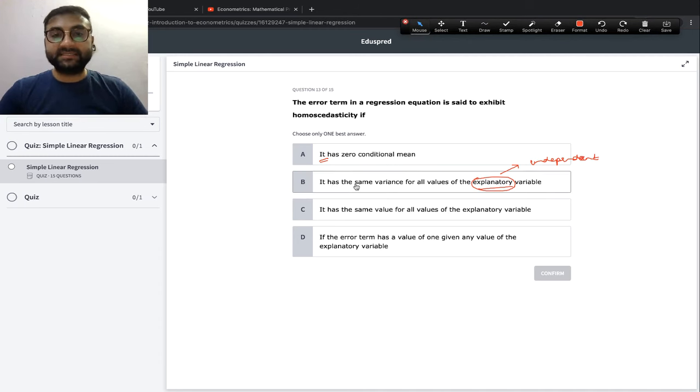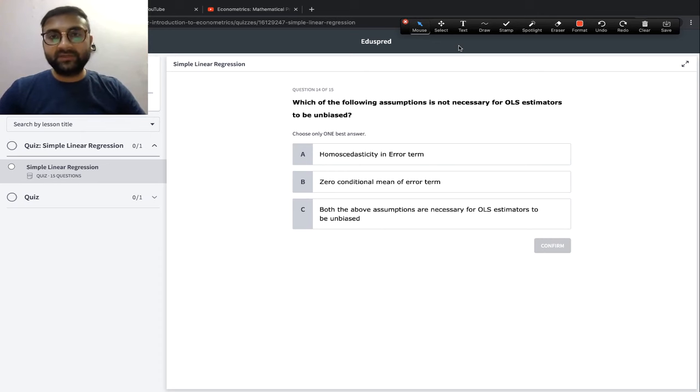Question number 14. Which of the following assumptions is not necessary for OLS estimators to be unbiased? Now this is a good question. When you read simple linear regression, you must have gone through multiple assumptions, and you must have gone through the Gauss-Markov theorem as well, which says that the OLS estimators are BLUE, given that these assumptions are satisfied.